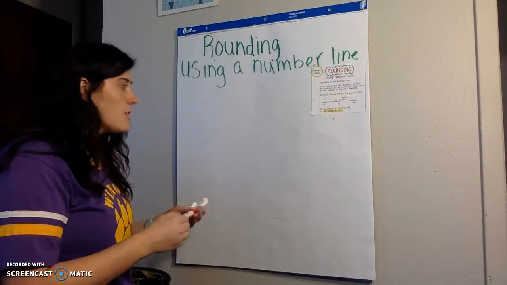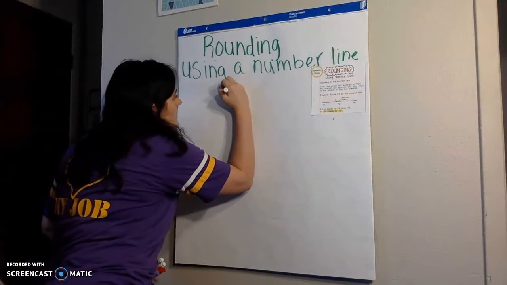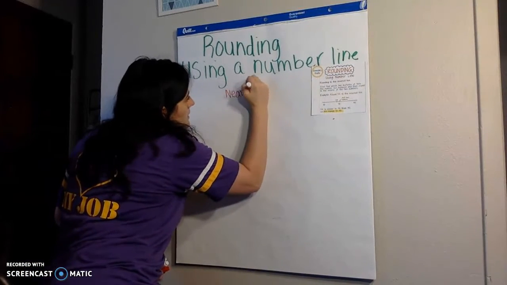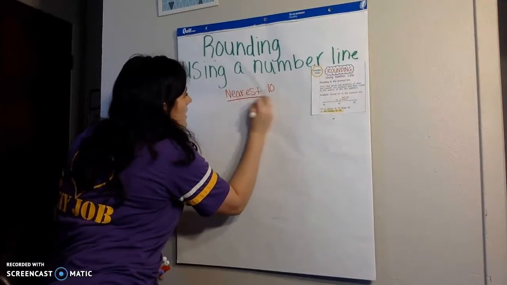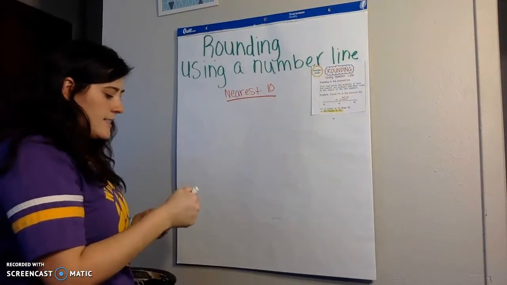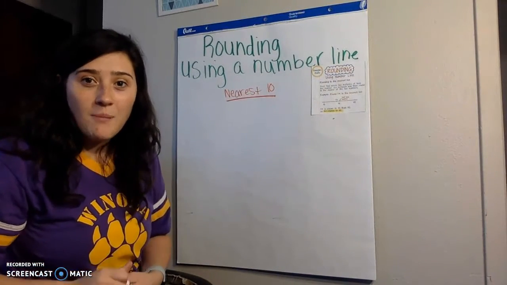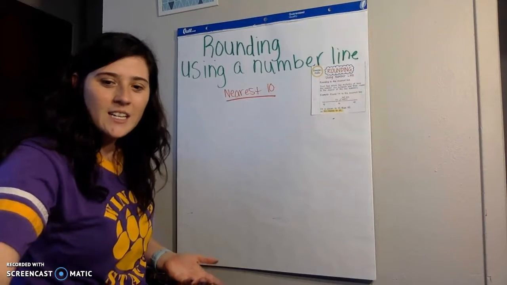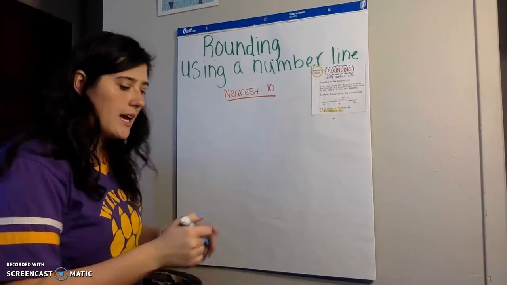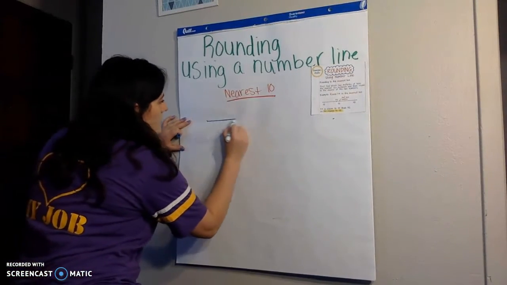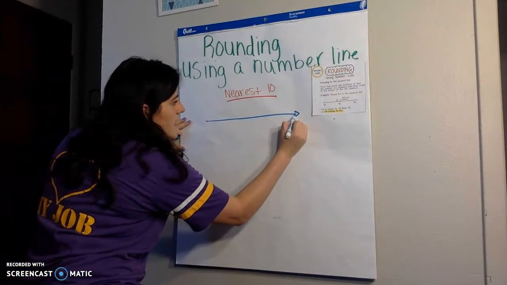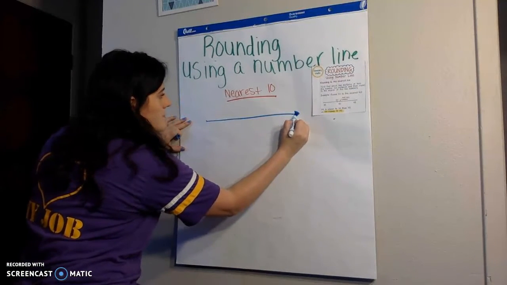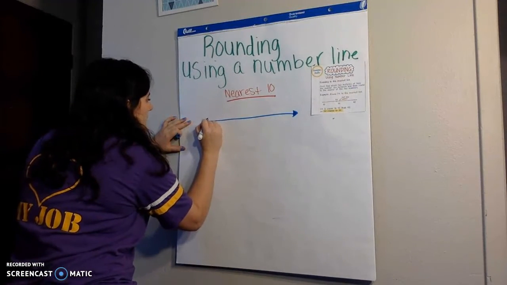Okay, so the first thing we're going to do is round to the nearest 10. I'm just going to start off super easy. The very first step, as you can guess, is probably to what? Draw a number line. So I'm going to draw a quick little number line just so I can have the template in place. So here's my number line.